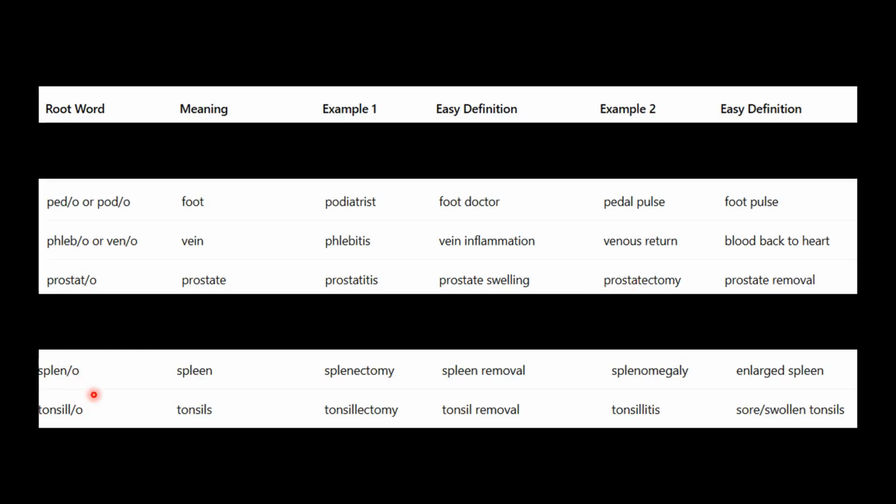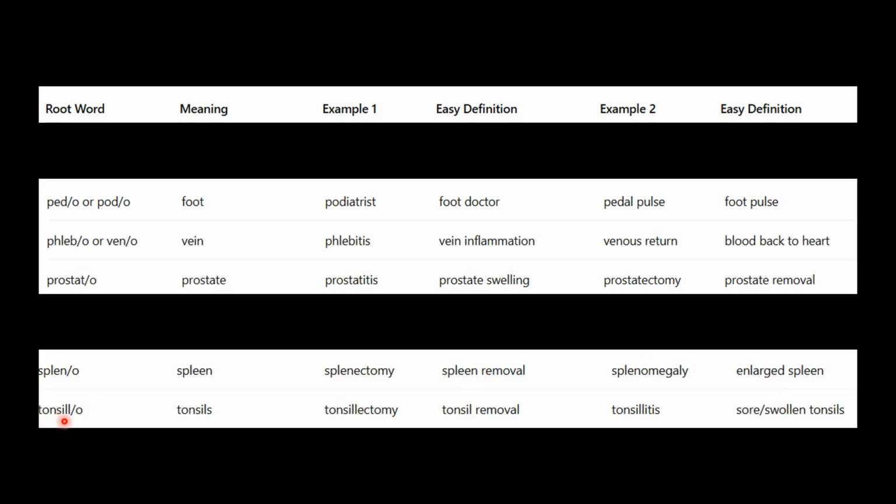Next we have splen or spleno, which is denoting the spleen. For example, splenectomy. Splenectomy means spleen removal. So if a spleen is removed, it is called splenectomy. Wherever you find ectomy, you will find the meaning as removal. That is why we are saying that if you know the actual meaning of the root word, then you can easily use the prefix and suffix to identify the meaning. Next we have splenomegaly. Splenomegaly means enlarged spleen. So if a spleen is enlarged, then we will call it splenomegaly.